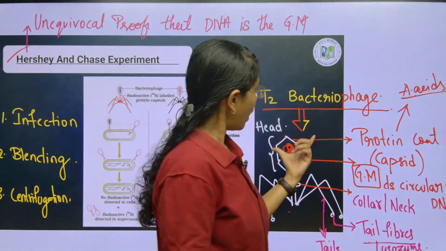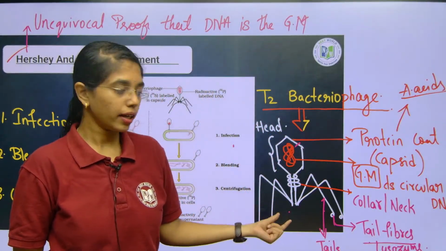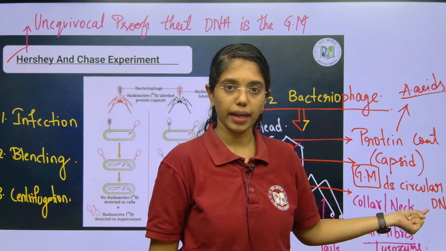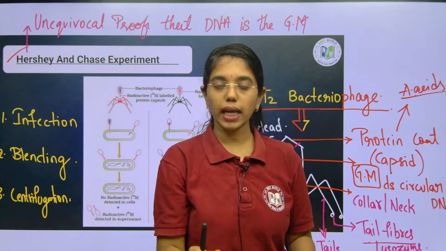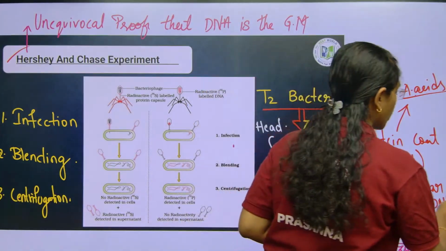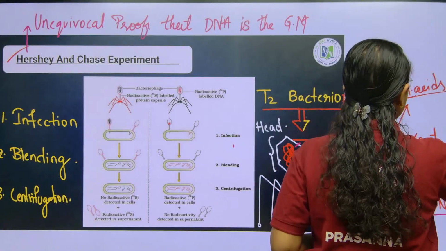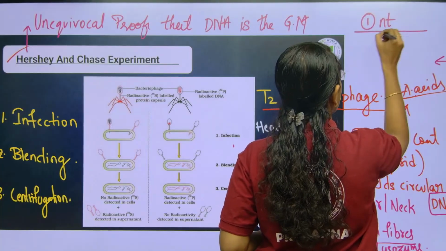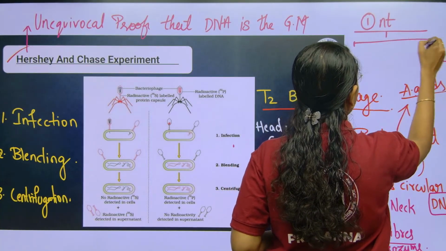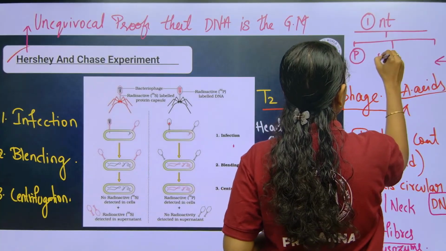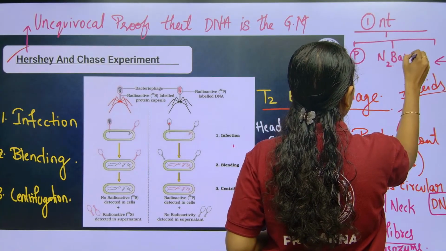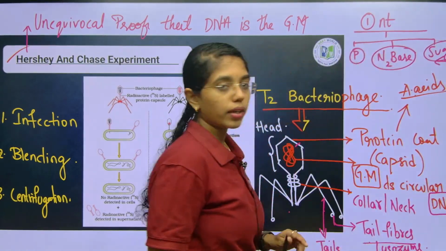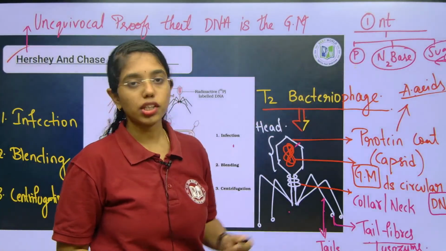Now you have understood the components of a bacteriophage, right? And inside is the genetic material, which is double stranded circular DNA. DNA is a polynucleotide chain, that you know, right? The components of a single nucleotide: it consists of a phosphate group, a nitrogenous base and a sugar, right? These are the components of a nucleotide. Phosphate group is negatively charged, right?